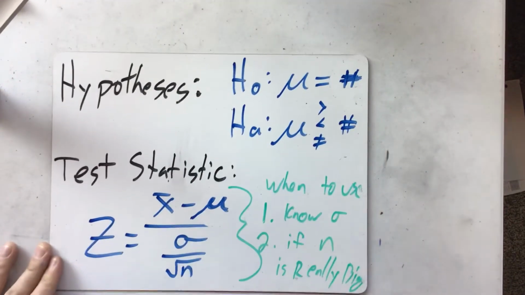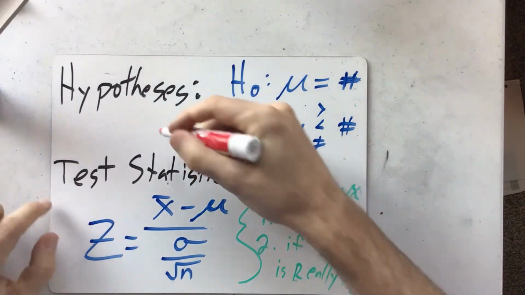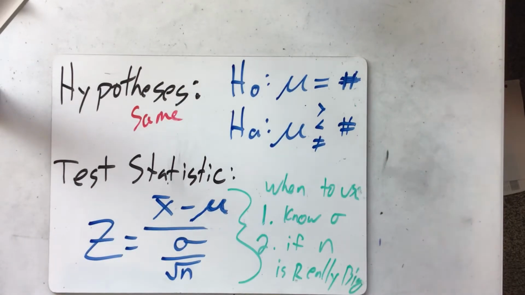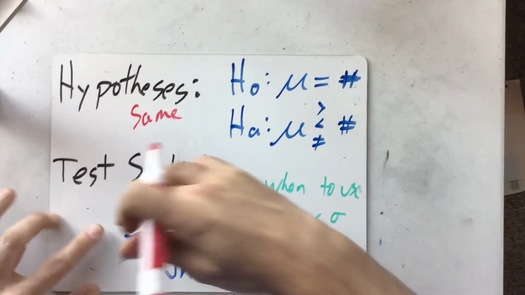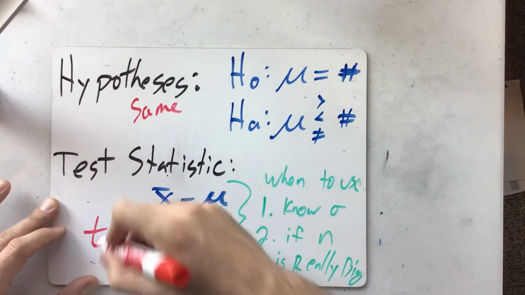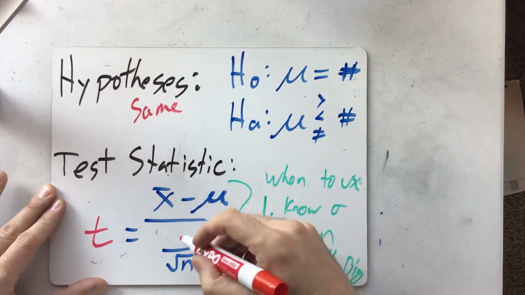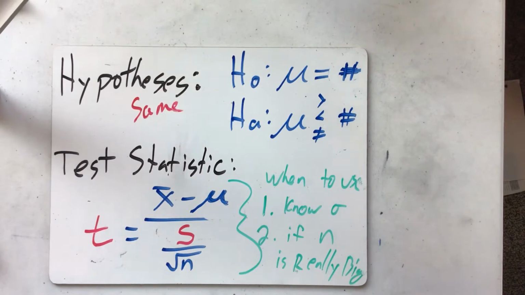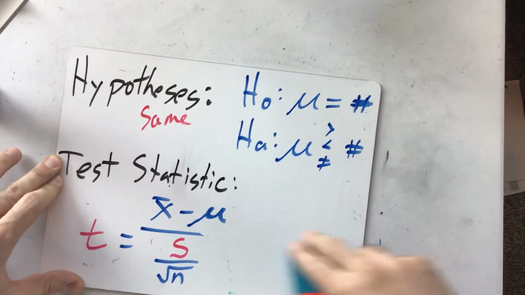Well, it turns out that this time is going to be really pretty similar. Our hypotheses are going to be the same. So we'll use the exact same hypotheses whether we're doing one test or not. The test statistic is where it changes slightly. Instead of using the z equation, we're going to use the t equation. And instead of using our standard deviation sigma, we're going to have to use our standard deviation s. So what's the difference? The difference is that sigma comes from the whole population, s comes from just your sample.